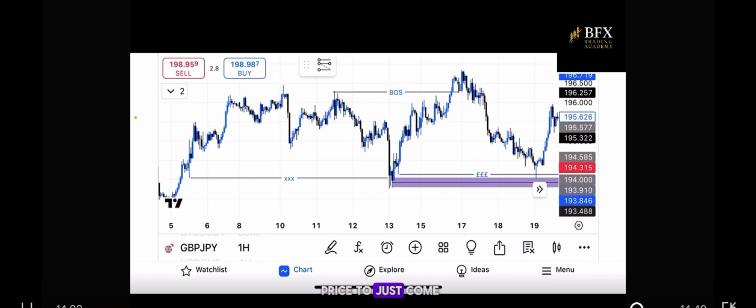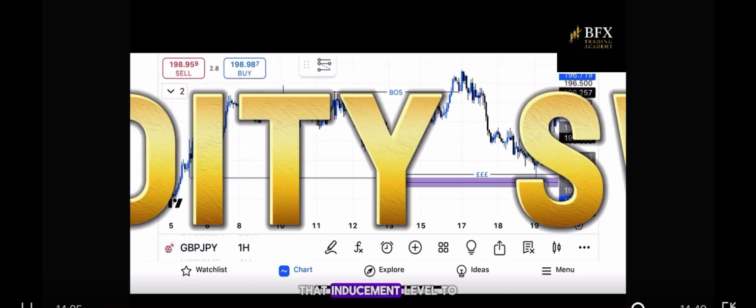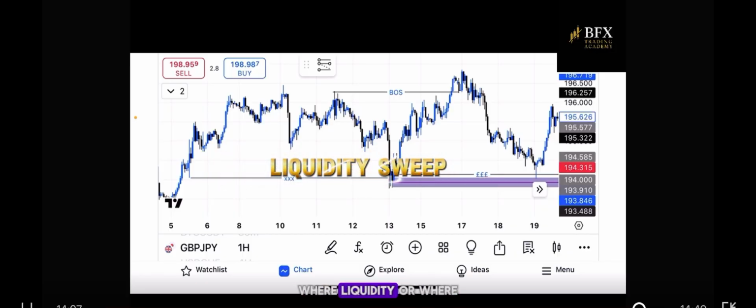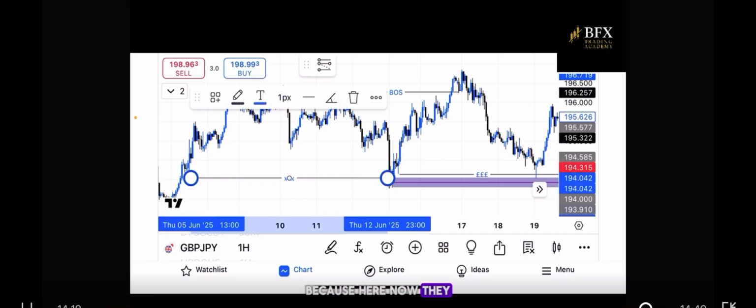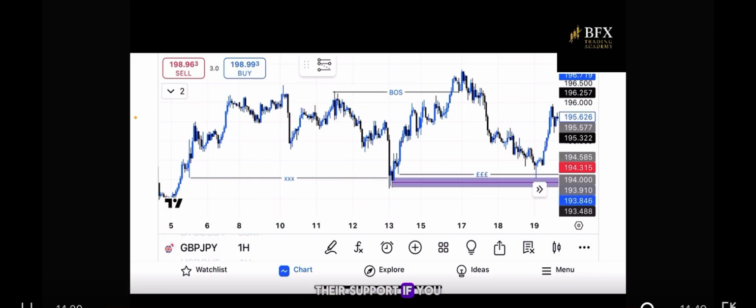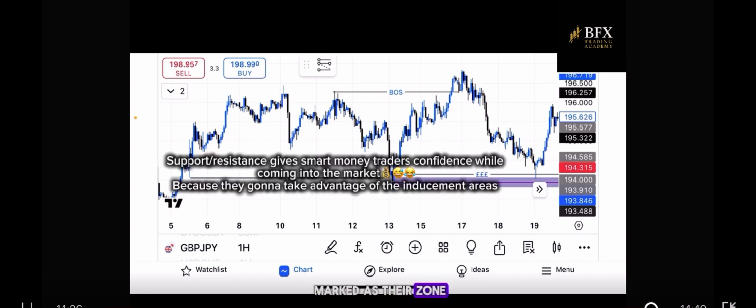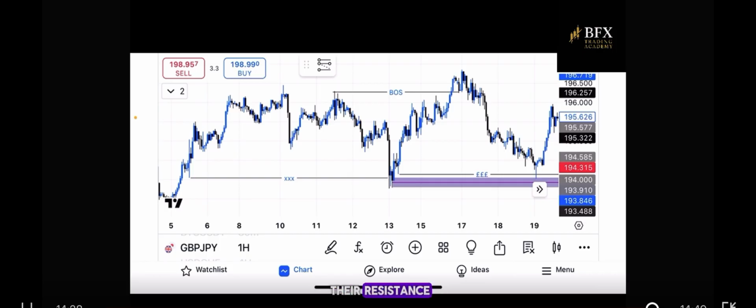We are waiting for price to come and take out that inducement level, to come and take out where liquidity is, where retailers have marked their support or resistance from. Because here now, they marked here as their support. If you go to the lower time frame, you can see it clearly. So we need to think, where have they marked as their zone, or their support, or their resistance?